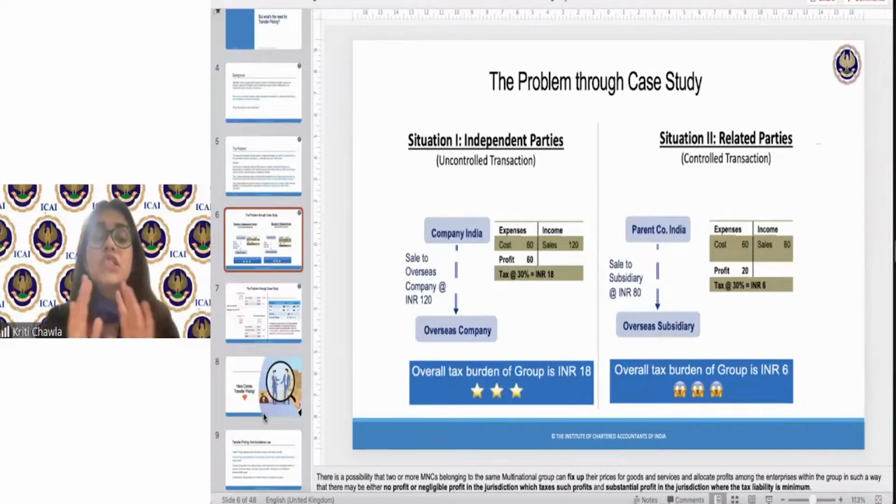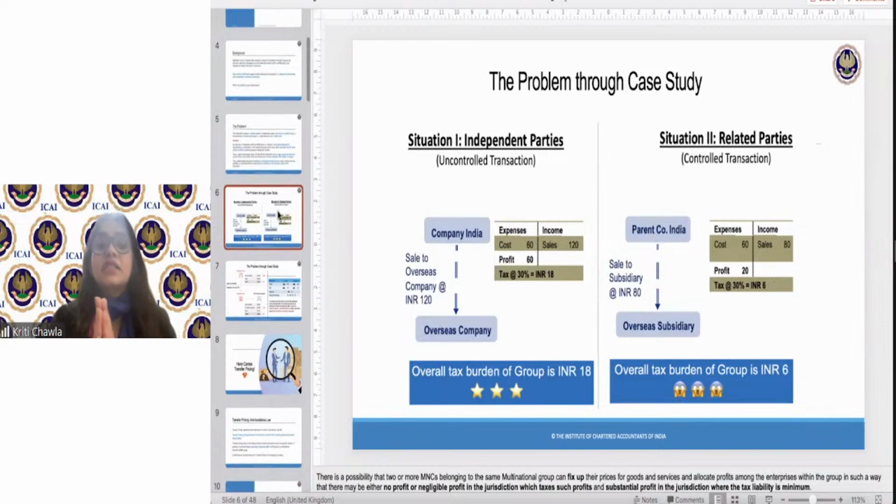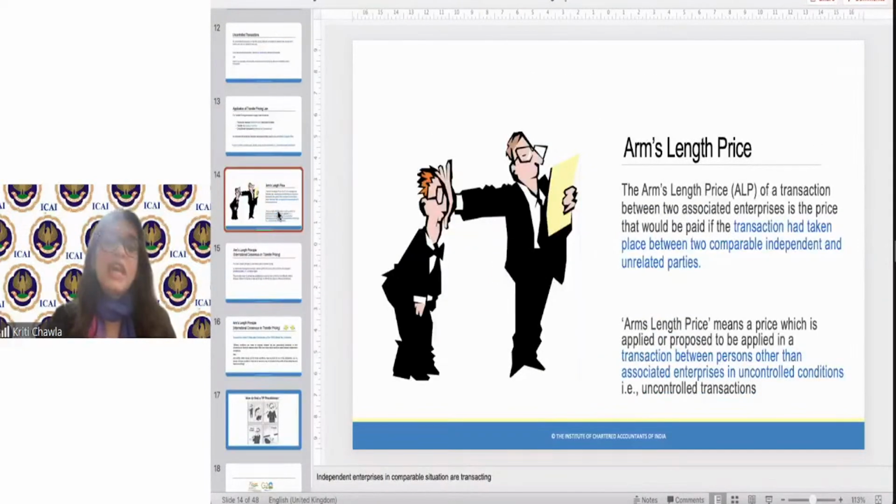But for now, it says that if it is a regular transaction, then it should transact at something called the arm's length price. And what is this arm's length price? It is what independent enterprises are transacting at. You just have to adopt that price and transact at that particular price. But the point is, where exactly is this arm's length price coming from? Where is it provided in law?